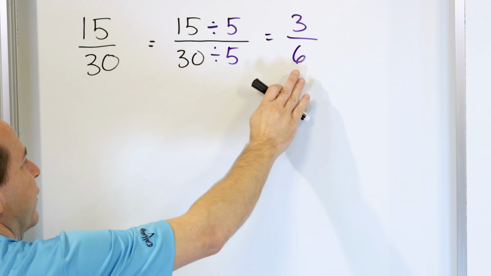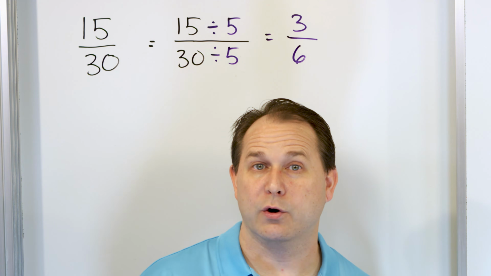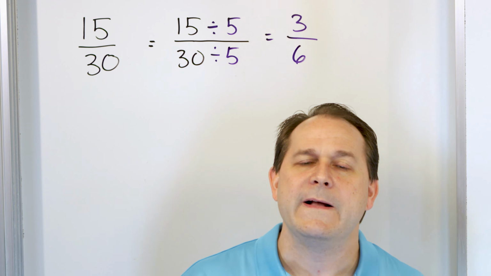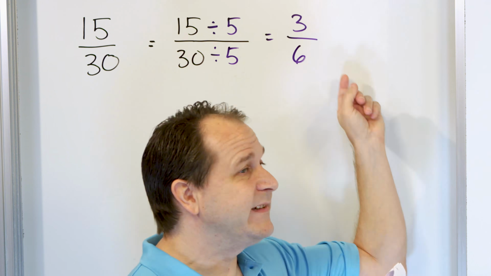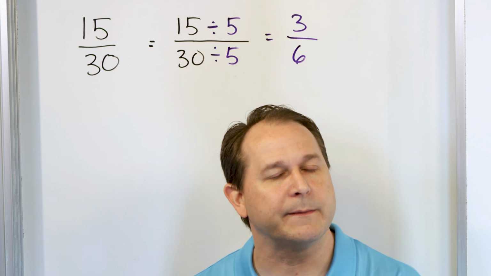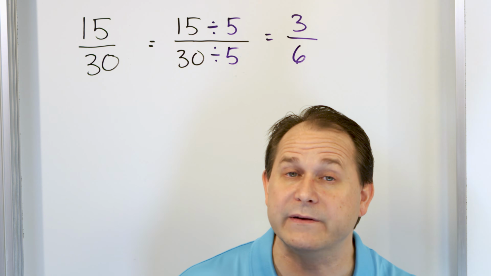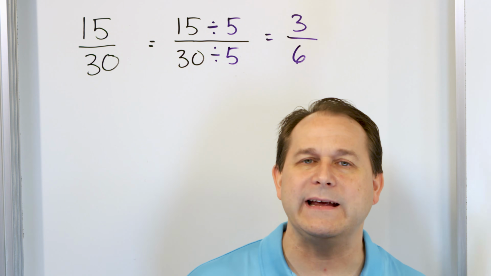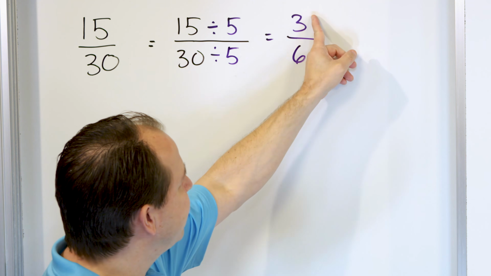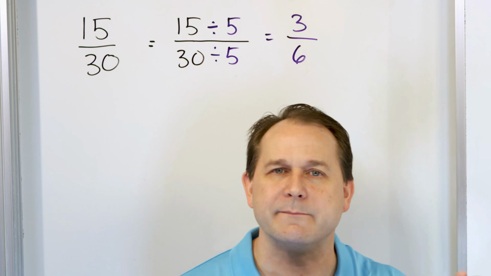But I look at this answer and I say, is this the lowest terms? Is this the simplest form? In other words, can I divide 3/6 by something on the top and something on the bottom, dividing evenly, to make this fraction even simpler? And the answer is yes. I can divide the top by 3, and I can also divide the bottom by 3.